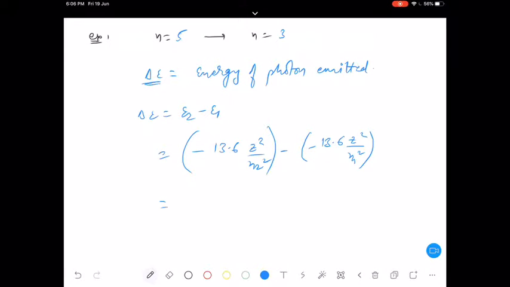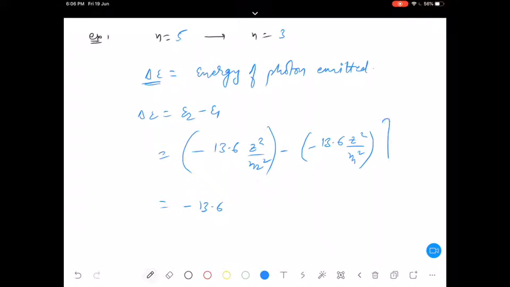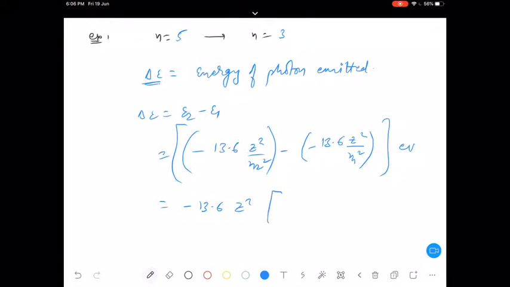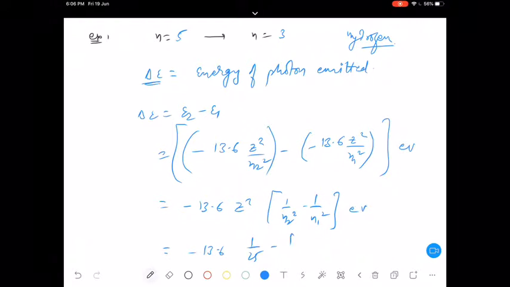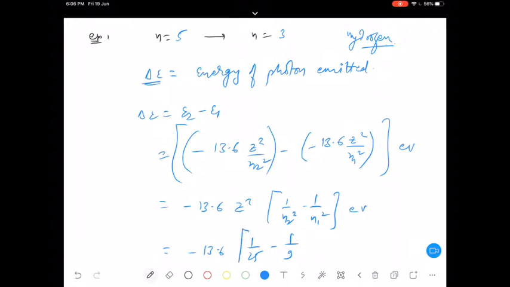That we can write, or simply I can write minus 13.6, that too in electron volt, minus 13.6 Z square into 1 upon n2 square minus 1 upon n1 square electron volt. Or you can even write minus 13.6 in case of hydrogen. If it is hydrogen, let's say, Z value will be 1, so it will be 1 by 25 minus 1 by 9 electron volt. Any confusion, any doubt?